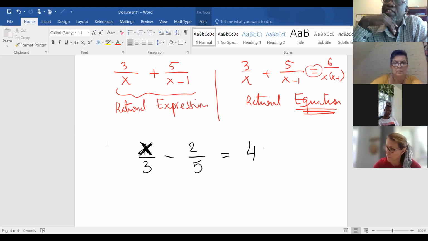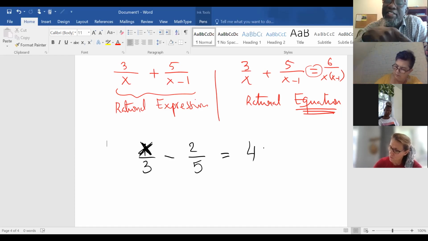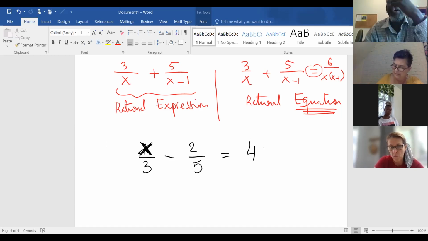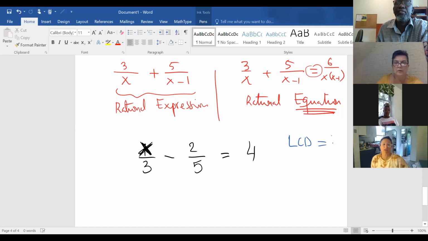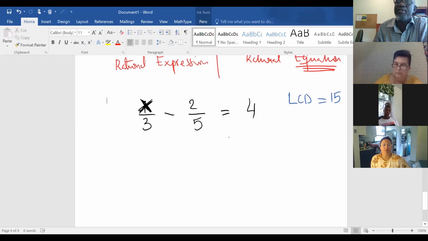15. 15 happens to be the LCD. Everybody agrees the LCD is 15? The only denominators I have are 3 and 5. The LCD is 15. So go ahead and do it. You're going to multiply everybody by 15.